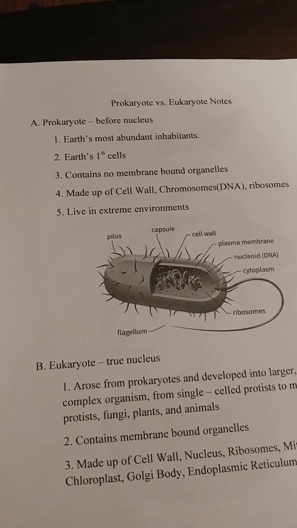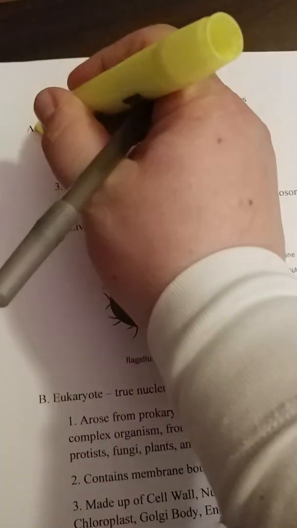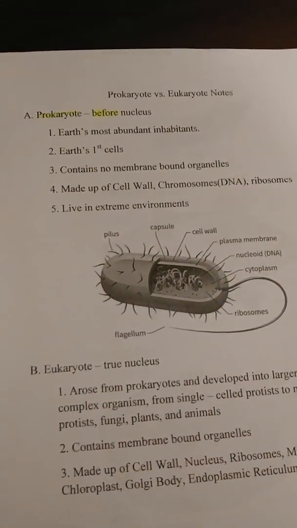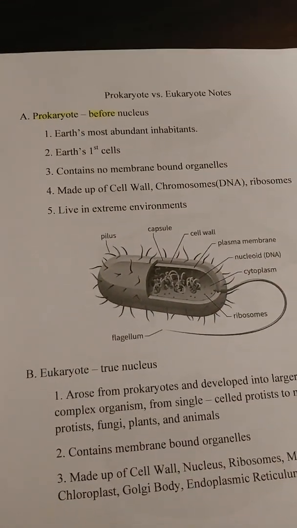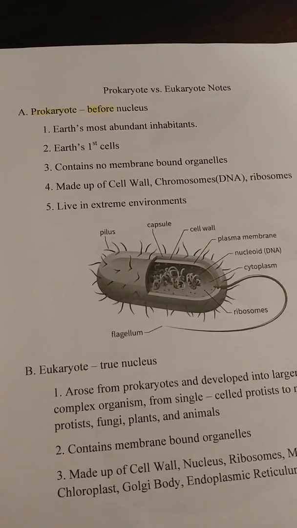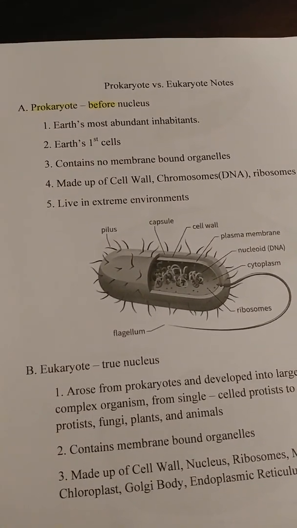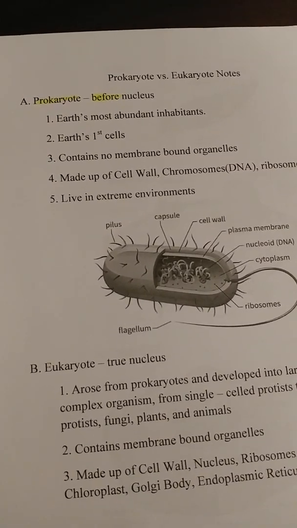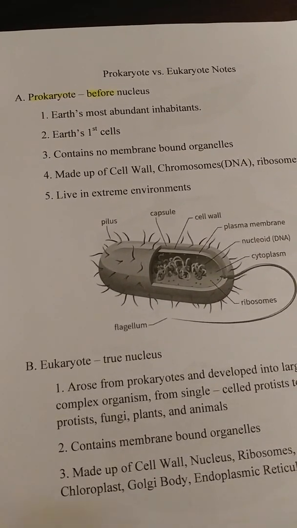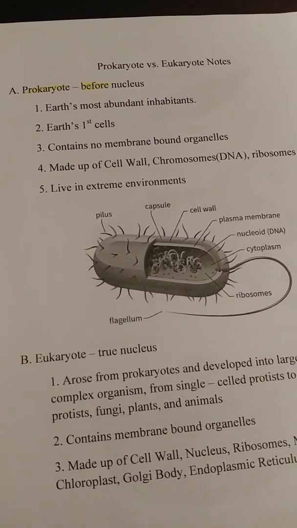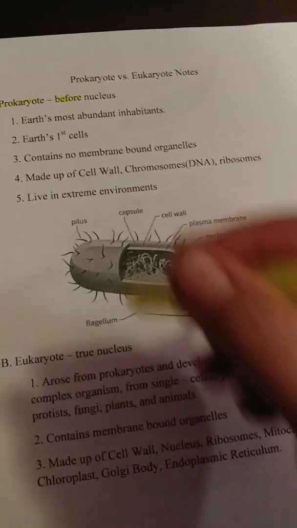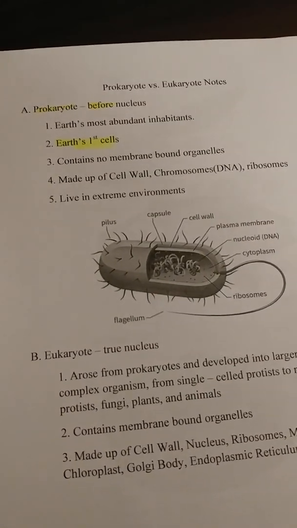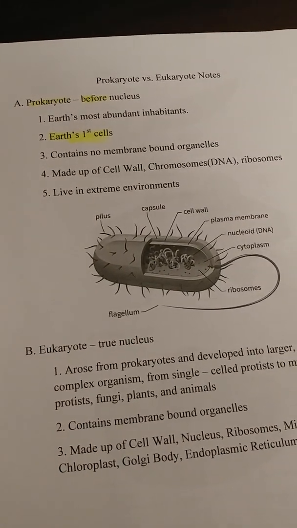Prokaryotes versus eukaryotes. So prokaryote means before the nucleus. Pro means before. Earth's most abundant inhabitants. The majority of the creatures on Earth are prokaryotes. In this case, when I say that, it's because there are billions upon billions of them, whereas larger creatures take up more space and need more food, so there are fewer of us. Earth's first cells ever. Basically, we believe the prokaryotes created our eukaryotes, and I'll get to that in a second.